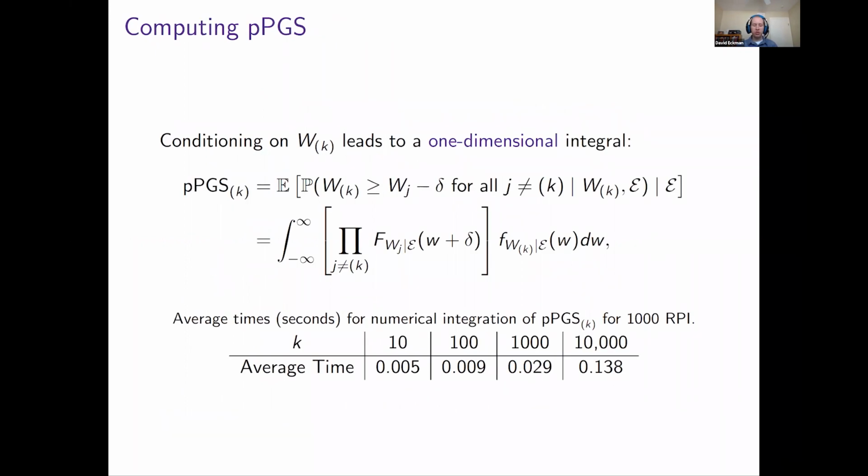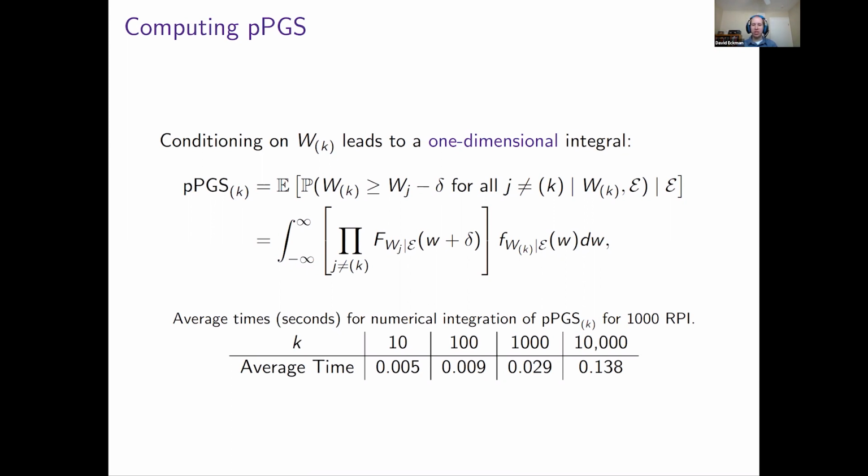So returning to what at first appears to be a k-dimensional integral for posterior PGS, it turns out there are a couple of different papers in the literature that have found that you can actually condition and uncondition on W_(k), and in doing so, it leads to a one-dimensional integral. But as far as I can tell, this expression hasn't been used in checking stopping rules.